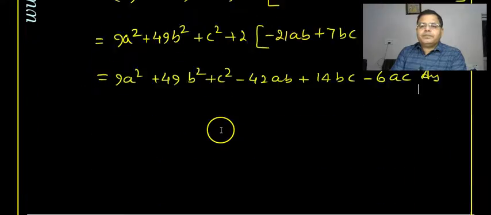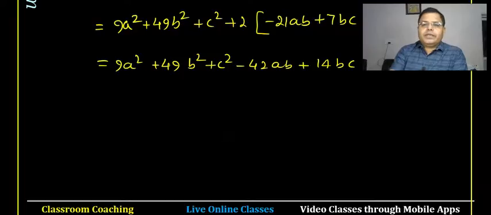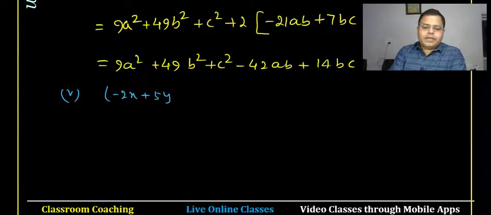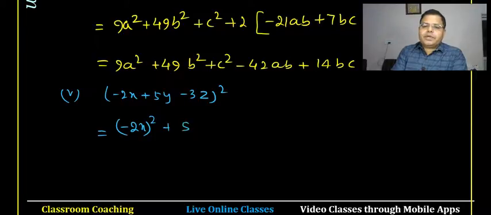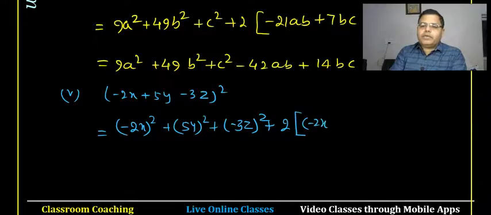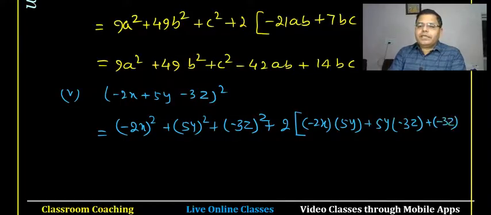Now okay, one more question is there, and let me solve that one also. Fifth one, that is minus 2x plus 5y minus 3z whole square. Again, using the same fact, you will write here minus 2x square plus 5y square plus minus 3z square plus 2 into what will happen? Minus 2x into 5y plus 5y into minus 3z plus minus 3z into minus 2x, isn't it?